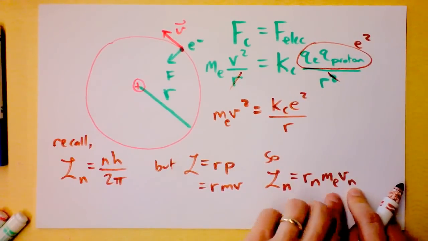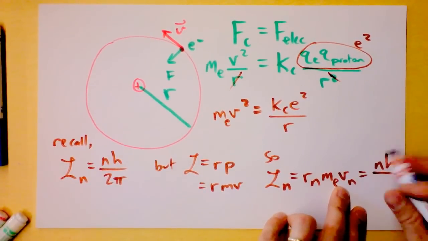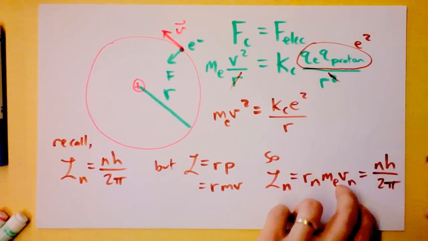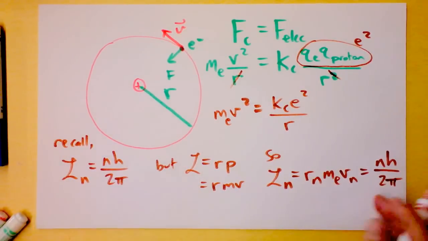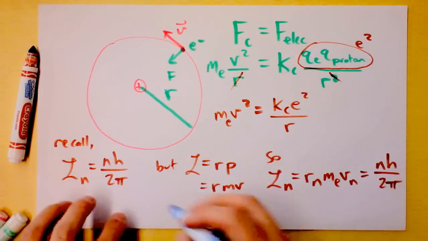So now I'm going to take this statement right here and say this is equal to Bohr's demand, that it's n times h over 2 pi. And we'll just solve this for the speed of our electron. Let's go for the speed of the electron.